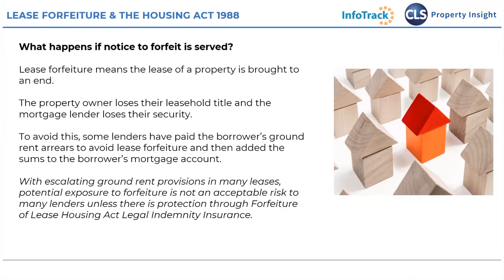A number of lenders specifically also say they will not accept ground rent provisions that contain unreasonable multipliers, i.e. doubling every 5, 10 or 15 years. With escalating ground rent provisions in many leases, potential exposure to forfeiture is not an acceptable risk to many lenders, unless there is protection through some form of forfeiture of lease legal indemnity insurance.